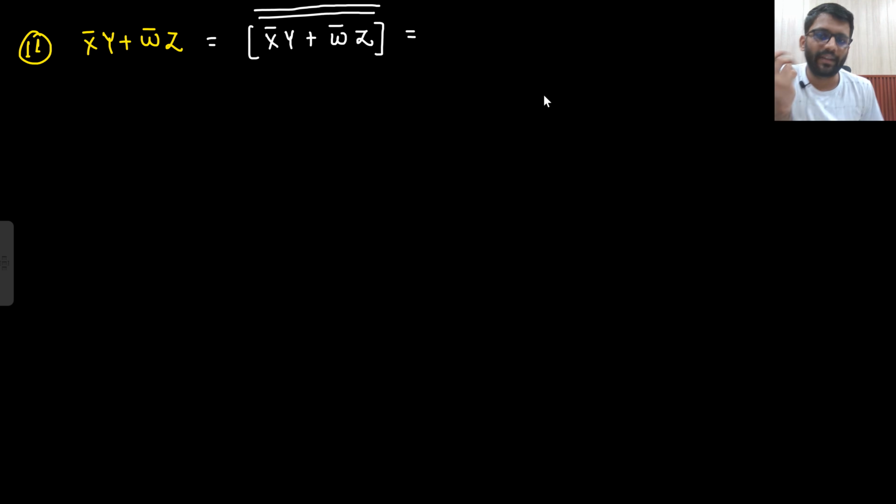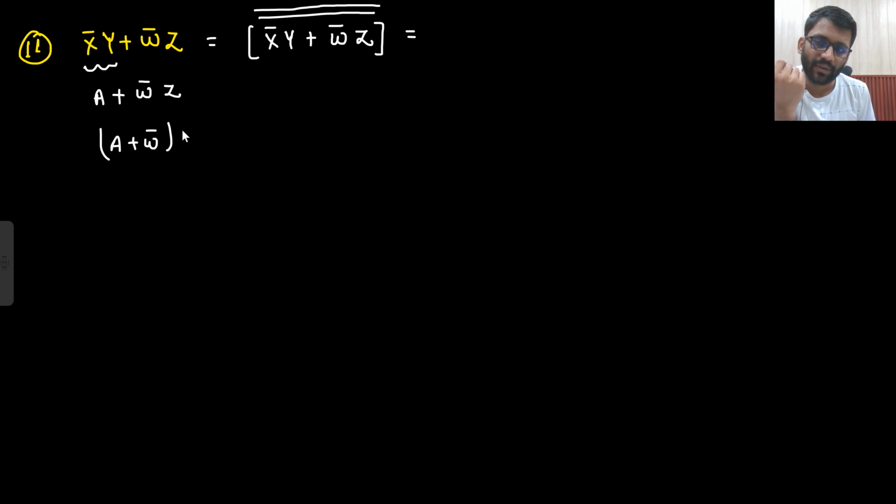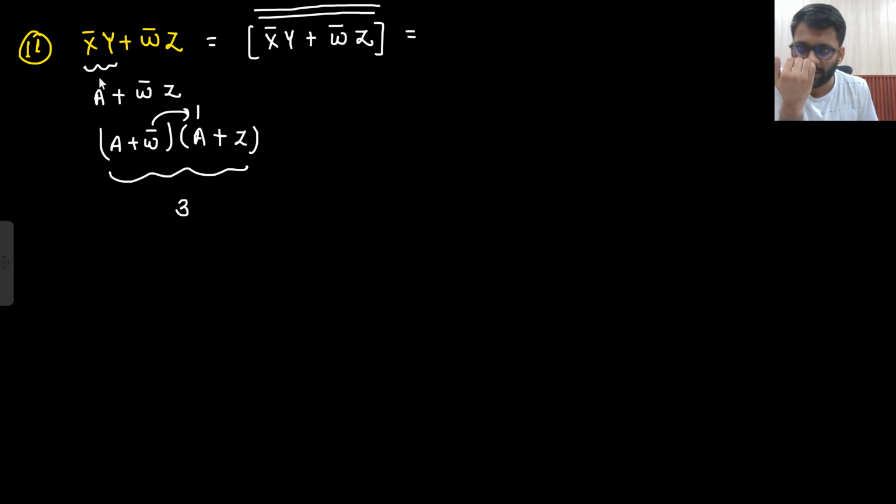If nothing clicks, I will take the double bar. What could I have thought? I could have thought that if I assume this as A, then what can I do? A plus W bar Z, so A plus W bar into A plus Z. This will require me 3, this 3, this 1, this 1, and X bar Y will require 4. So my answer would have been 8.